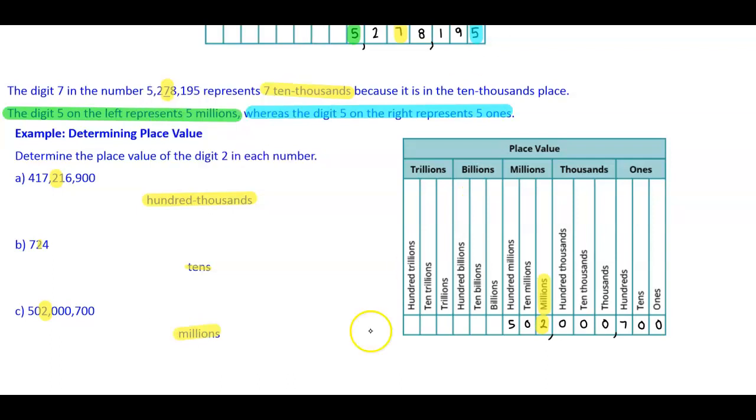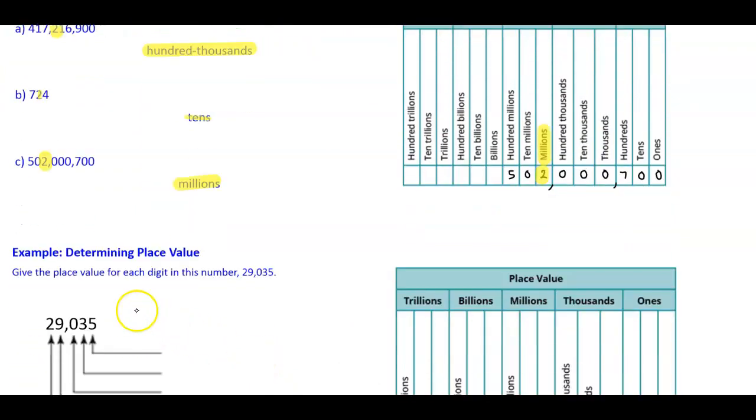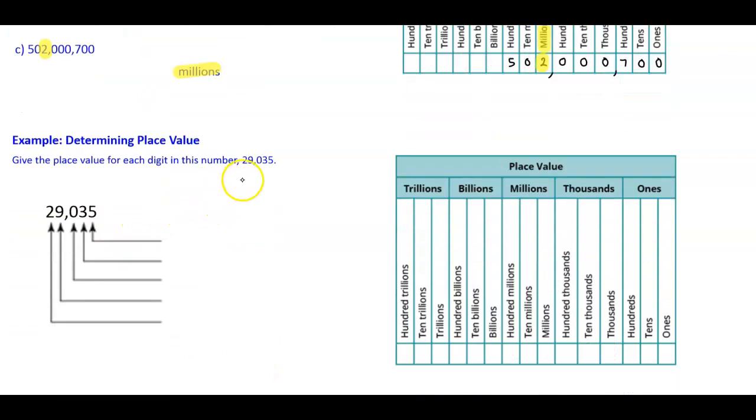Okay. All right, next, let's take a look at another example. It says, give the place value for each digit in this number. We're looking at the number 29,035. If we write that in our place value chart, there's our 5, we have 3, and then we have 0 with the comma, and then we have 9, and then we have 2. Let's go ahead and determine the place value for each number. If we look at the 5 first, the 5 represents ones. Then we take a look at 3. 3 represents tens.